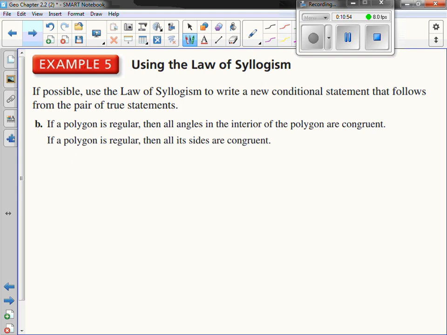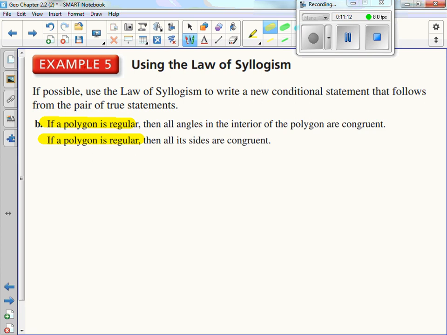Now let's look at this one here. So there are two parts that match up. If a polygon is regular, then all angles in the interior of the polygon are congruent. If a polygon is regular, then all its sides are congruent. So these two match up, yes? Is one of them an if and the other one a then? No, we have two ifs, yes?